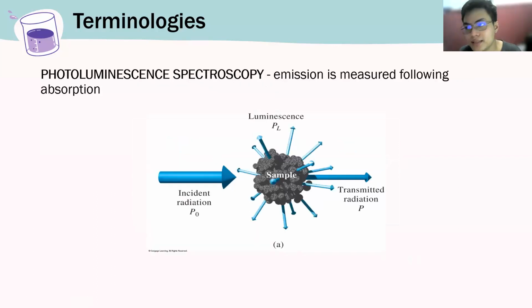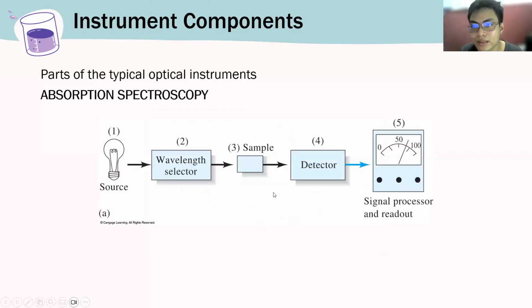Ano pa? Photoluminescence, no? So photoluminescence is a combination of emission and absorption. Okay? So you will have an incident radiation and then there will be a transmitted radiation. May tatagos pa rin. Pero the added feature here is that other than allowing some light to pass through your sample, mag-glow siya. Okay? Photoluminescence. So one example here is yung mga glow in the dark. So nag-absorb siya ng energy at the same time nag-glow din siya.